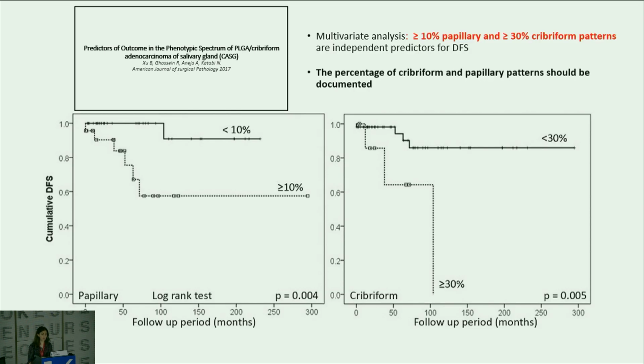We did a study in 2017 on the predictors of outcome, what we call the phenotypic spectrum of polymorphous adenocarcinoma and cribriform adenocarcinoma. And we found that architecture matters in this tumor. Finding 10% or more papillary formation and 30% or more cribriform pattern were significant independent predictors of outcome. Therefore, we suggest recognizing these patterns and reporting the percentage of papillary pattern and cribriform pattern in these tumors. Additionally, in this study, we found two cases of classic typical cribriform adenocarcinoma in major salivary glands. So this tumor, cribriform adenocarcinoma, is not limited to minor salivary gland sites.